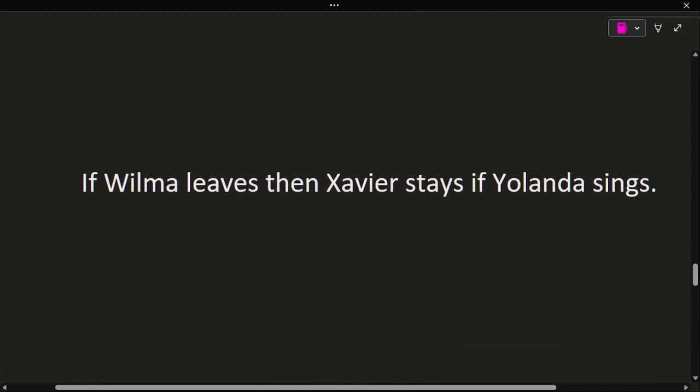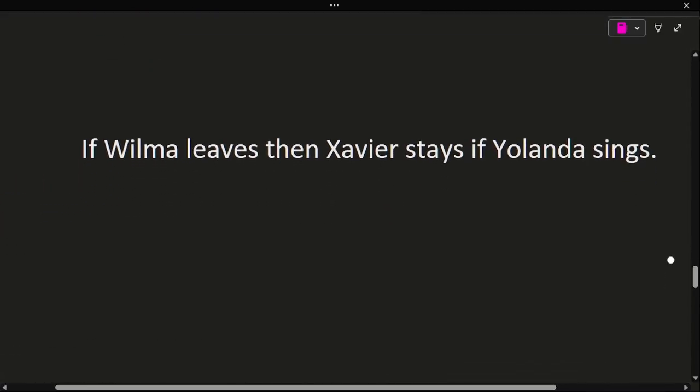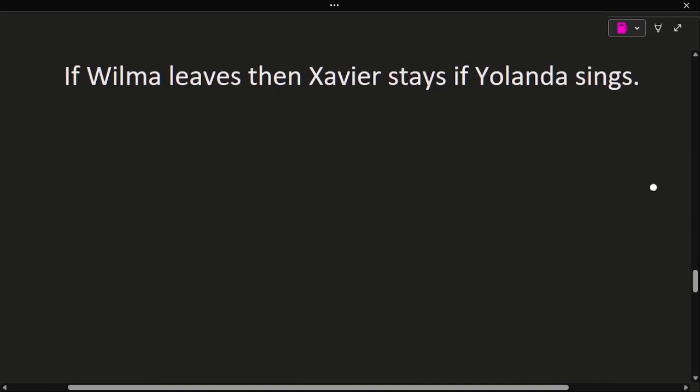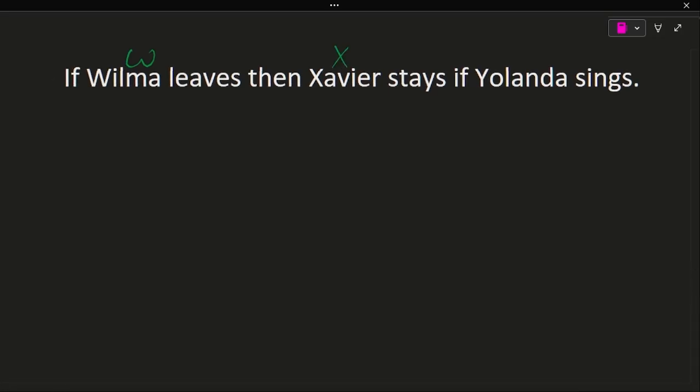However, there are ambiguous statements. If Wilma leaves, if W, then Xavier stays, X. If Yolanda sings, Y. What do we have here? Well, we have 1 if here, 2 if here, and a then. If we wrote it as W, then X, then Y, this is wrong. This is incorrect notation, and this is no points.